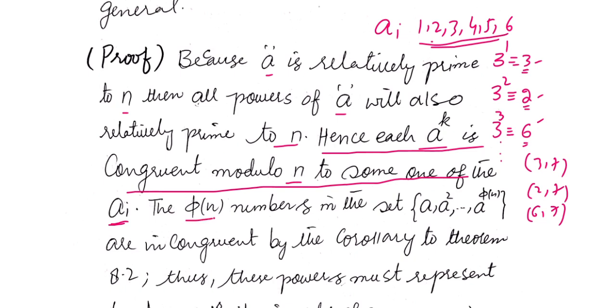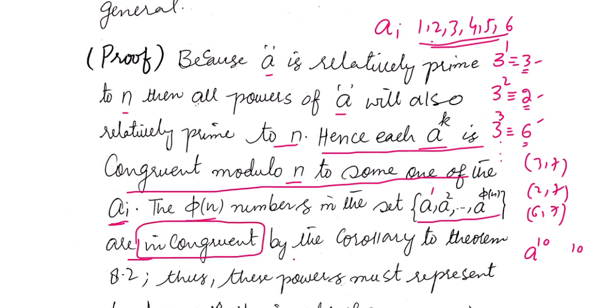There are phi n numbers in this set. Clearly, this set has phi n numbers, because the first power is 1, the second is 2, and the last number is phi of n. So clearly, the number of elements in this set is phi of n. Suppose the last power is a raised to power 10, then clearly there will be 10 numbers in this set. So the phi of n numbers in the set are incongruent. This is important.